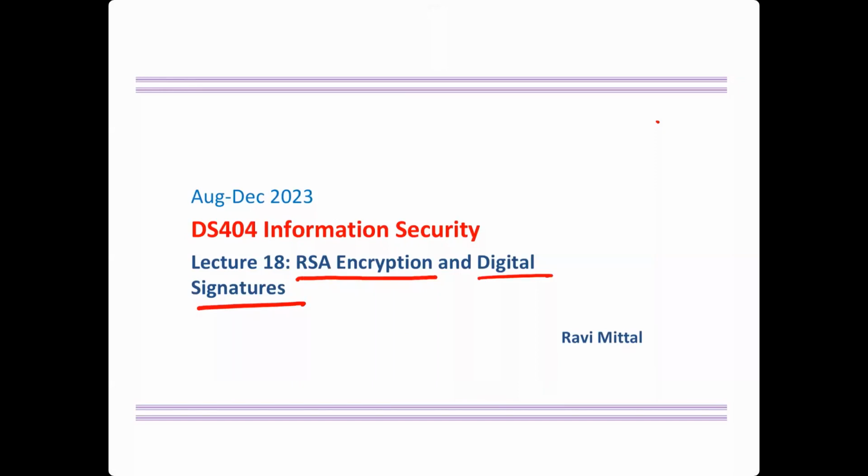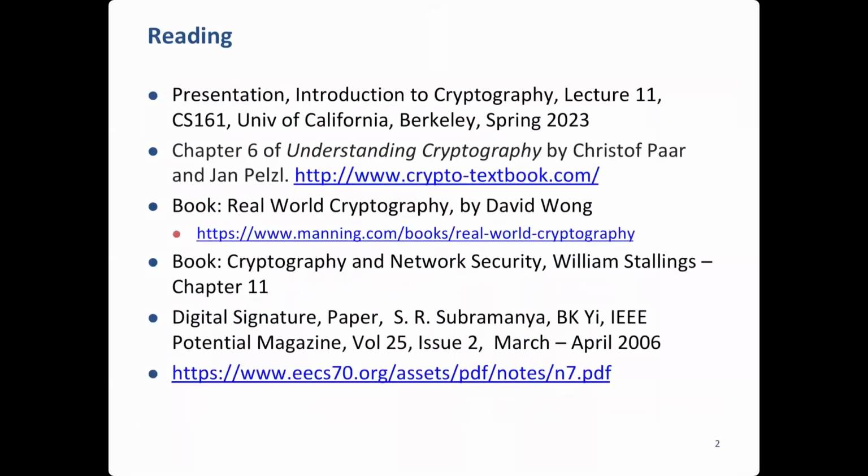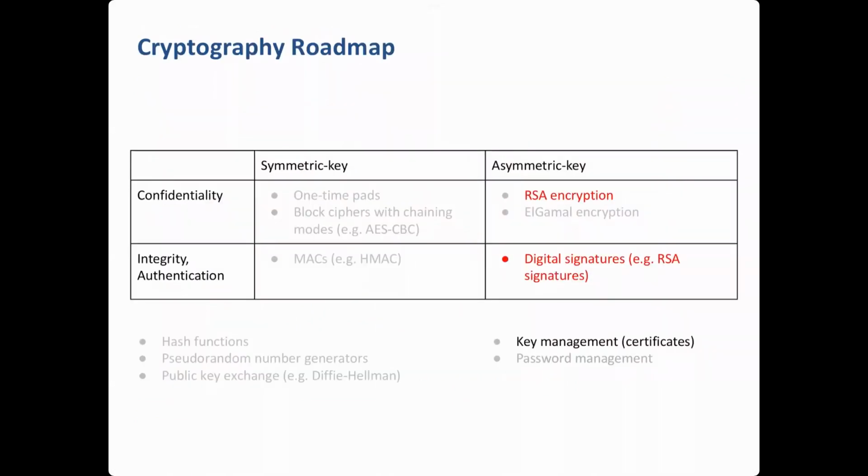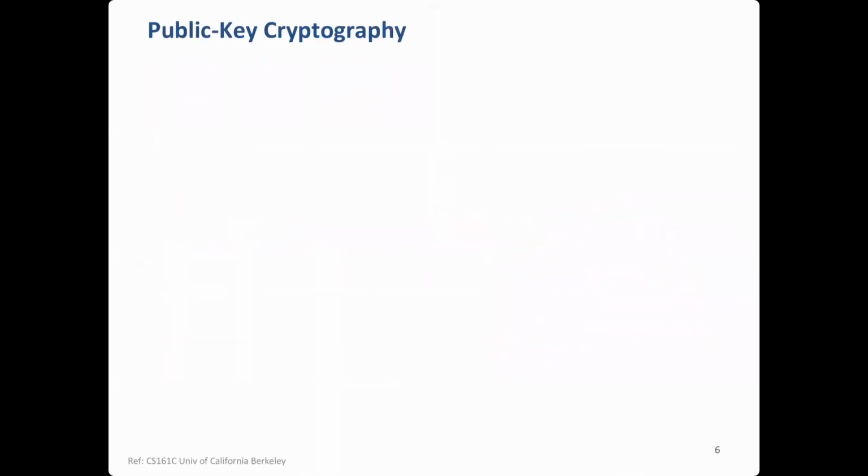All right. So these are the contents we'll try to cover today. We'll not go into deep mathematics, but in general, look at the concepts. So we are almost towards the end of crypto roadmap. We will study RSA and digital signatures, and something that will be left out is key management, which we'll cover in the next class.